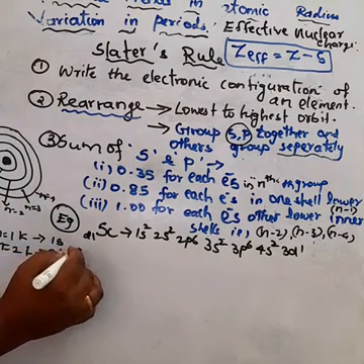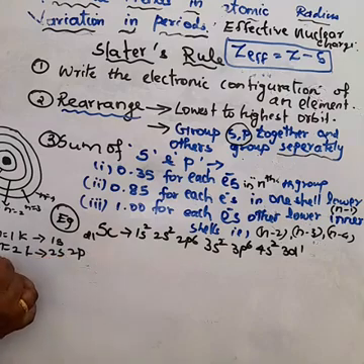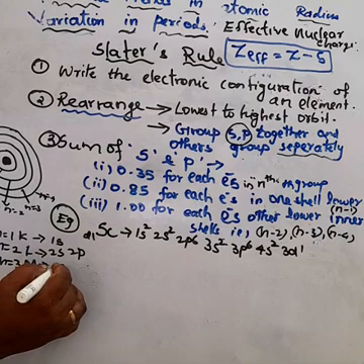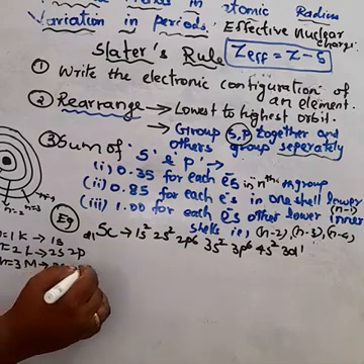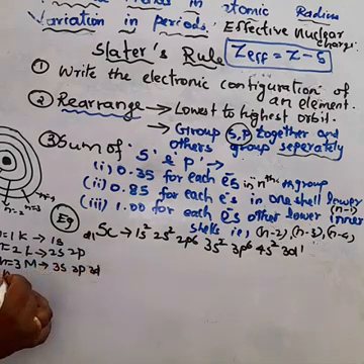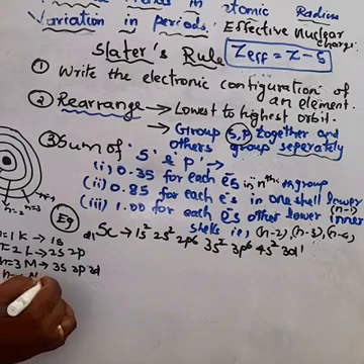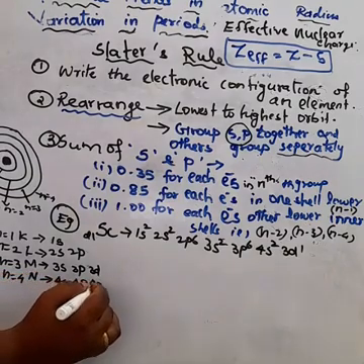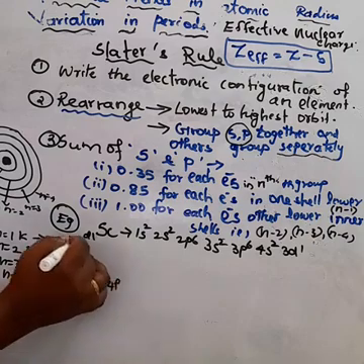S and P, already you know. And n equal to 3 means M shell. How many subshells are there? S, P and D subshells. When n is equal to 4, that is N shell. How many subshells are there? S, P, D and F subshells are there.